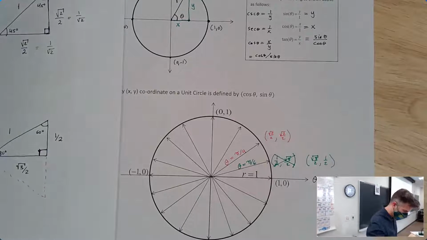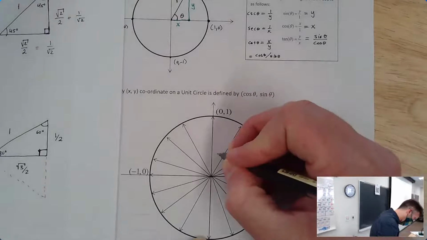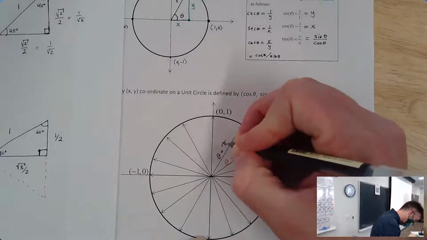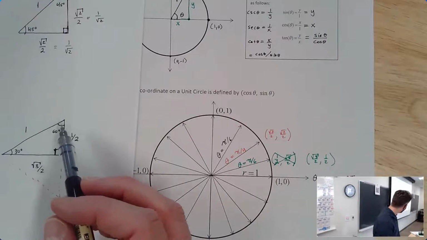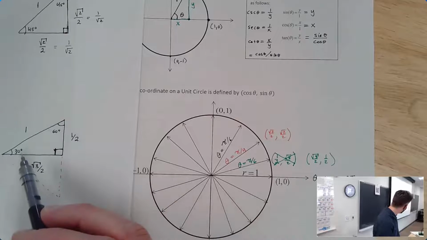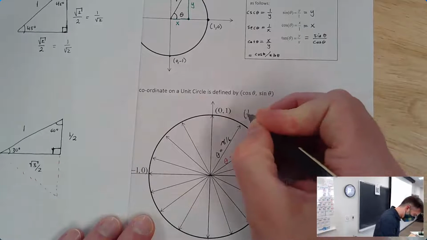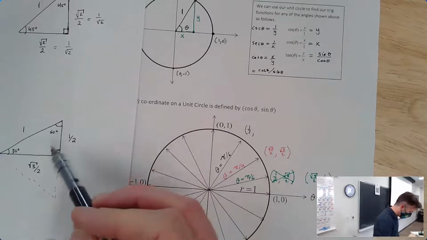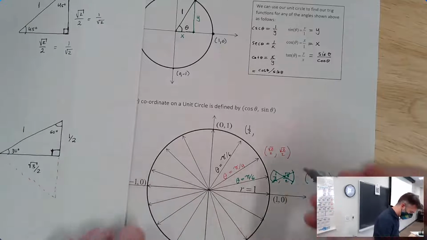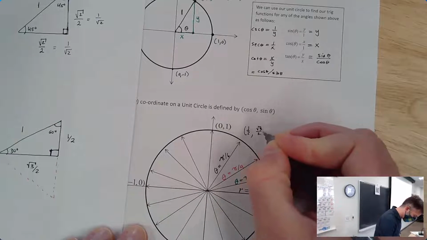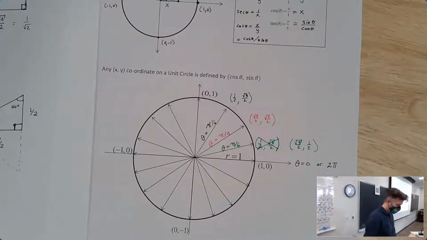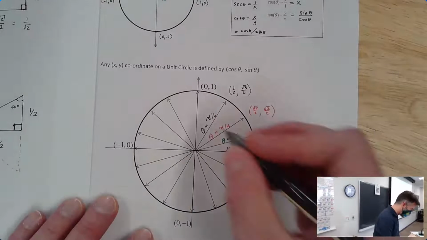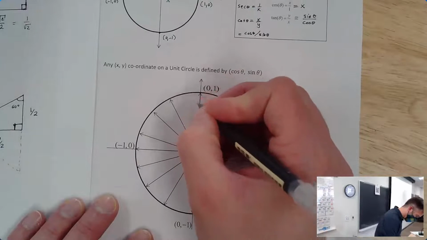And then for theta equal to pi over 3, well, looking at the 60-degree angle here, cosine of theta is 1/2 over 1. And sine of theta is opposite over hypotenuse, which is root 3 over 2 over 1. And now we have filled in the first quadrant of the unit circle. I suppose I could also write this angle here is pi over 2.